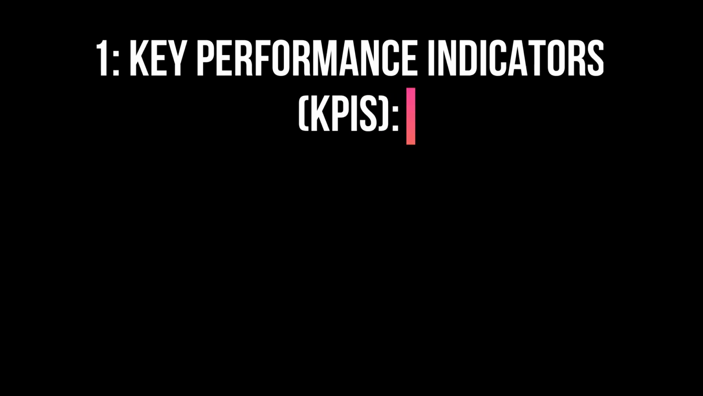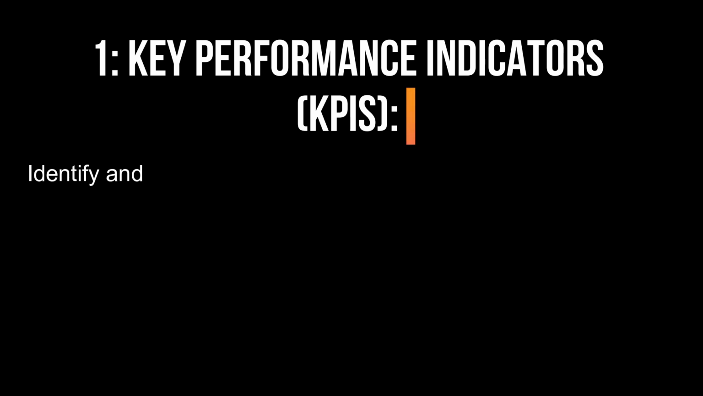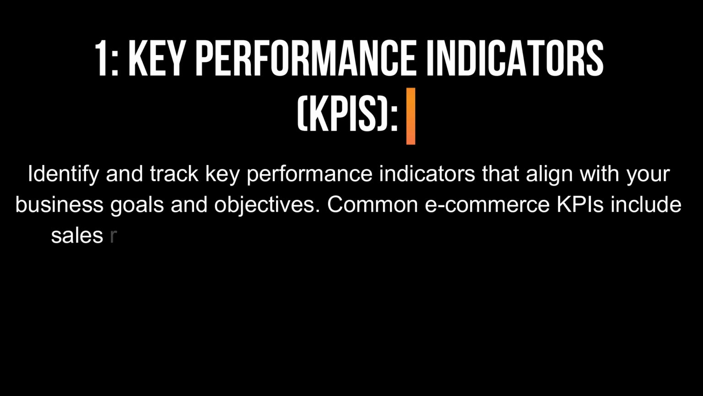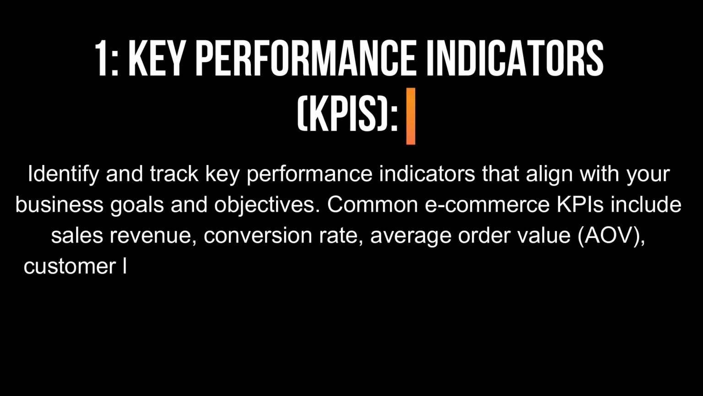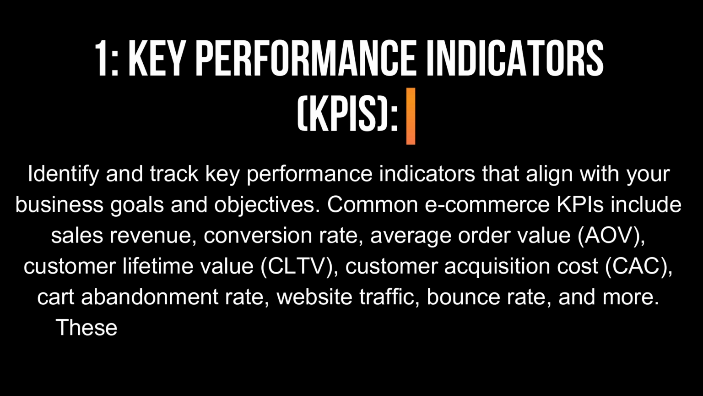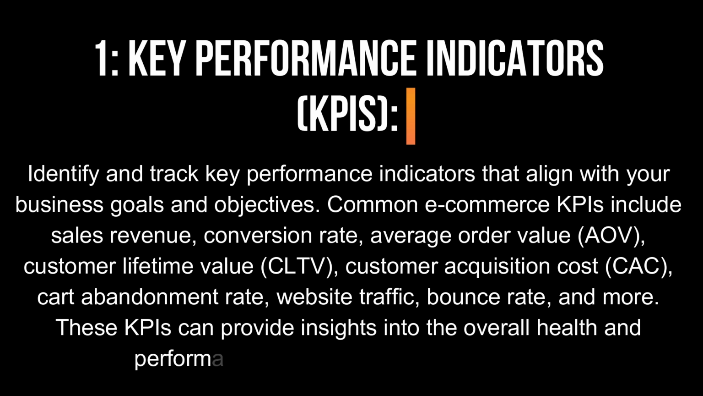1. Key performance indicators (KPIs). Identify and track key performance indicators that align with your business goals and objectives. Common e-commerce KPIs include sales revenue, conversion rate, average order value (AOV), customer lifetime value (CLTV), customer acquisition cost (CAC), cart abandonment rate, website traffic, bounce rate, and more. These KPIs can provide insights into the overall health and performance of your e-commerce business.